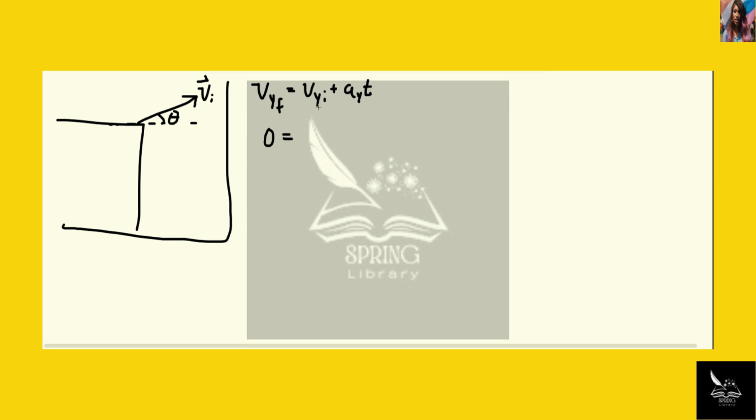The Vy initial is V initial sine theta. And of course, the acceleration is pointing downward, so we want to use a minus g for the acceleration, plugging in minus g for a sub y, multiplied by t. We can now solve this for t. T is equal to V initial sine theta divided by g. And that's our time to maximum height.